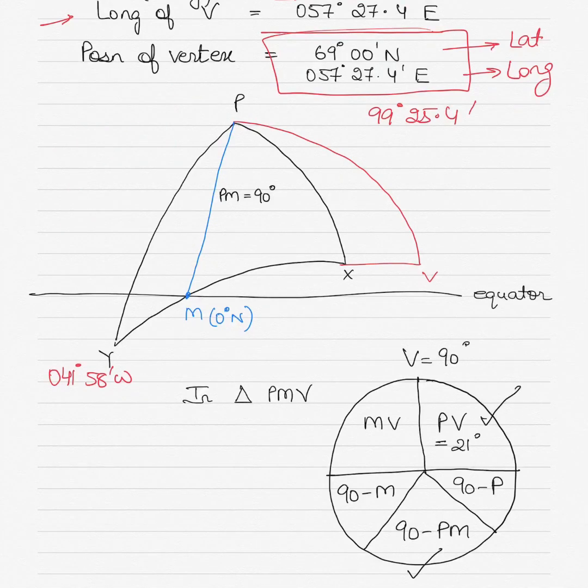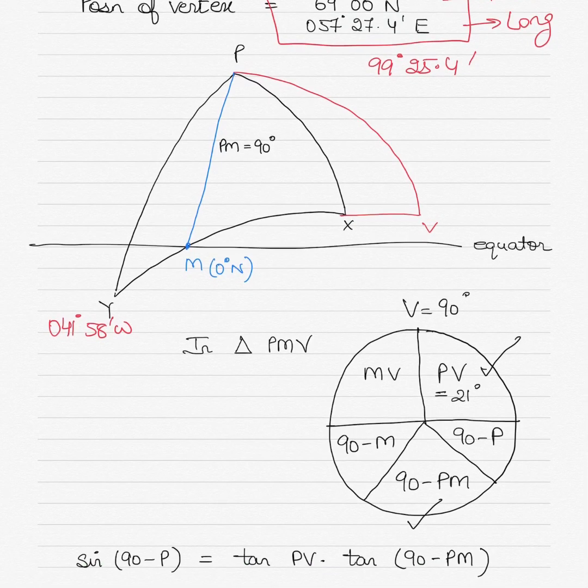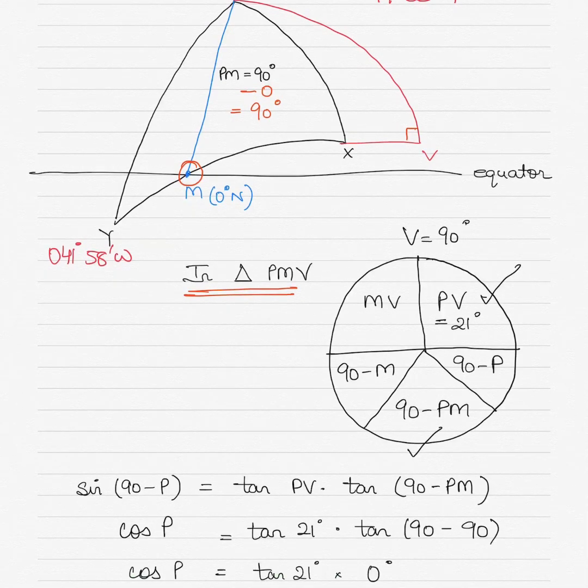So first you have to find out the longitude at which the track crosses the equator. If I draw this diagram, the track is crossing the equator at point, say, M. This is where the latitude is 0 degrees. So PM will be equal to 90 minus 0, which is 90 degrees. And I will be using triangle PMV. Using Napier's rules, I will draw the circle. You know how to name it now.